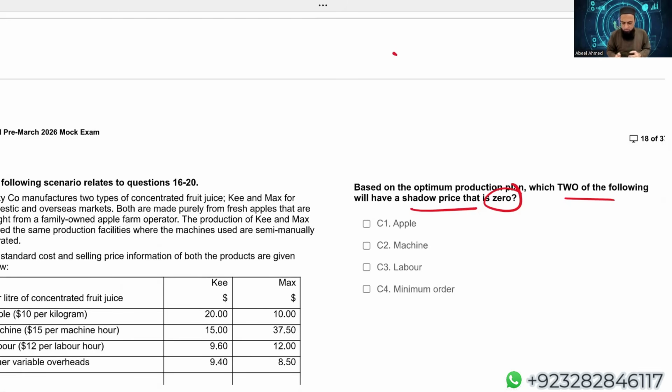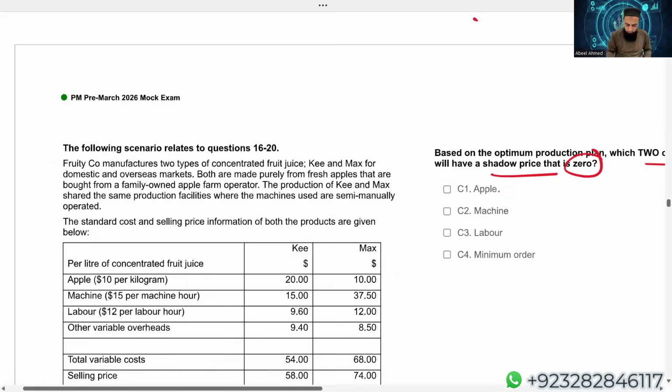But right now the question is saying find out the two. Which two of the following will have a shadow price of 0? It means you have not utilized all your available resources within the production plan which you have chosen. The options are Apple, machine, labor, and minimum order. Let's see.